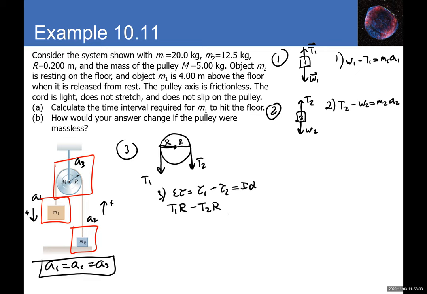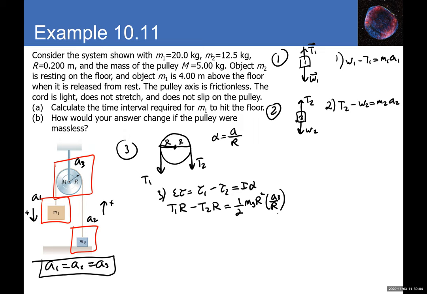How about I times alpha? Well, I is the moment of inertia of the disk, so it's 1/2 M3 times R squared. And alpha, remember, alpha is what? If I rearrange, remember, A equals R times alpha. So alpha equals A over R, because this is A3.